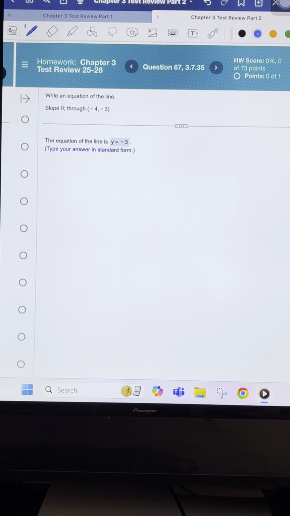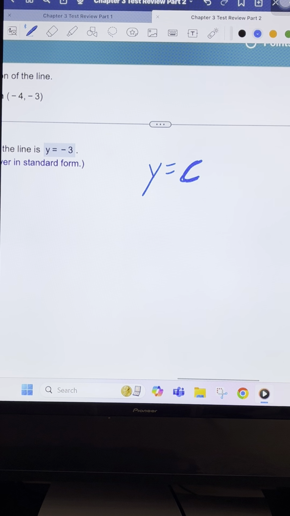Now write the equation. Now this is a tricky question because it's actually a lot simpler than you think. Write an equation of the line, but look at this. There's a slope of 0. What do we know about lines that have a slope of 0? They are horizontal. And what do we know about horizontal lines? How do we express them? As y equals c or x equals c?